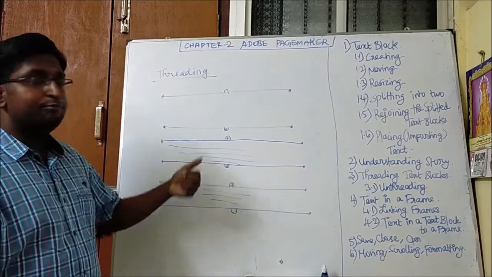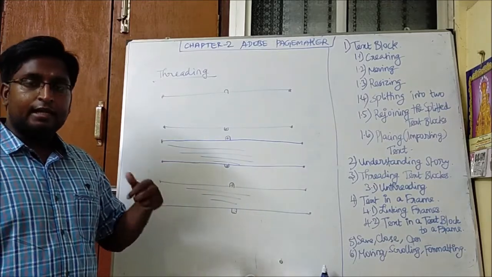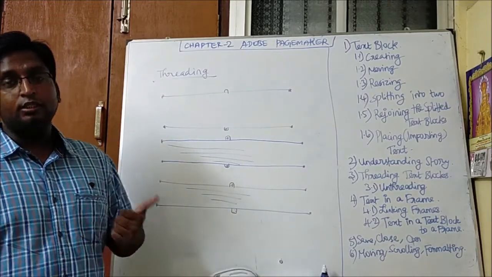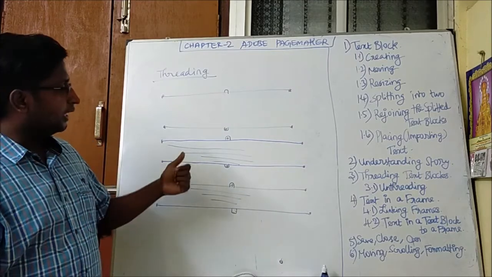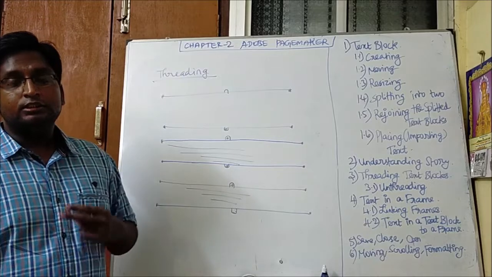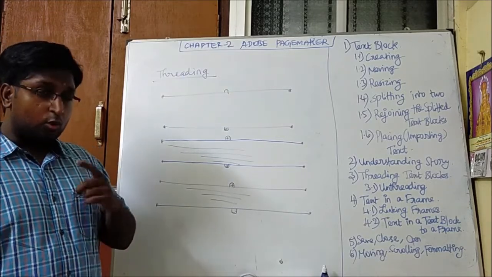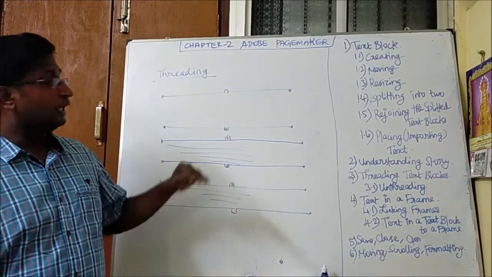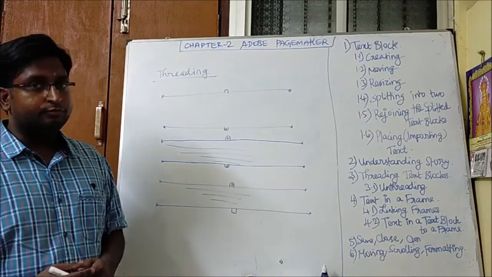And do the same process. Cut and repaste. So again the text block will get unthreaded. So this is the second method. One thing we have to note in this unthreading the text block.